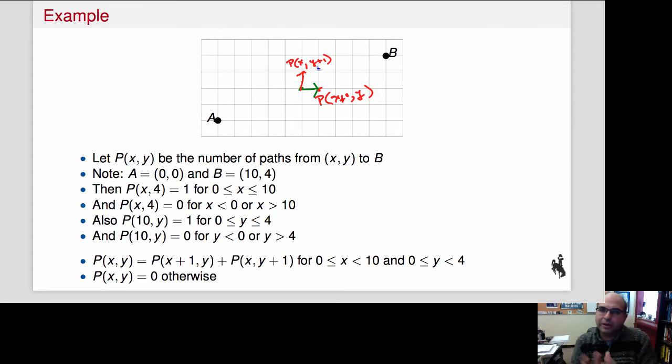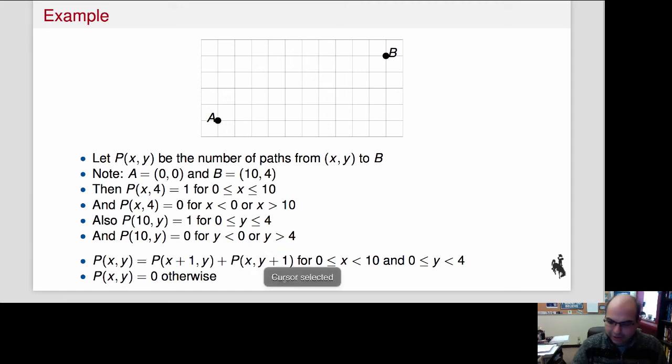Now, because going east is different than going north, right? Those are two different paths. Then what I can do is I can just add those two, right? And that's the answer. That's how many ways I can get there. I just add all the ways that I can do it if I go east, plus all the ways that I can do it if I go north. Right? And if I'm outside of the range, then of course the answer is 0. Okay, so there it is, right? There's our answer. At least we have a nice recurrence relation for an answer. We have to solve the recurrence relation to actually be able to use it.